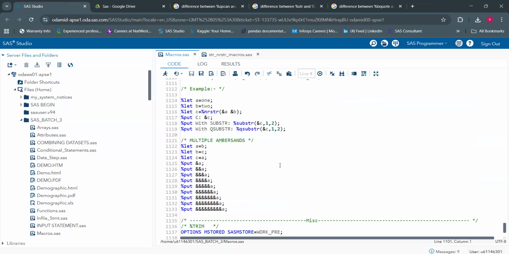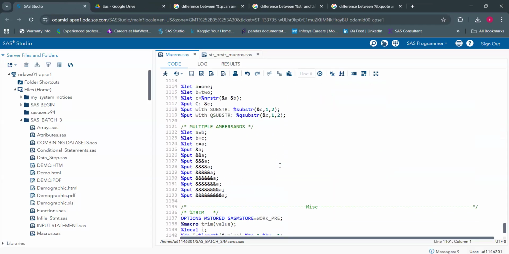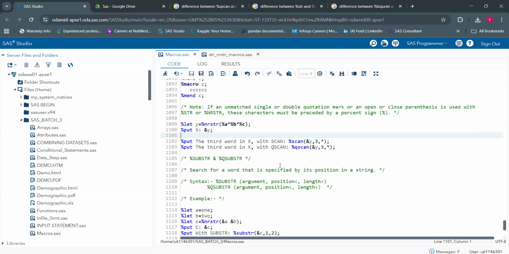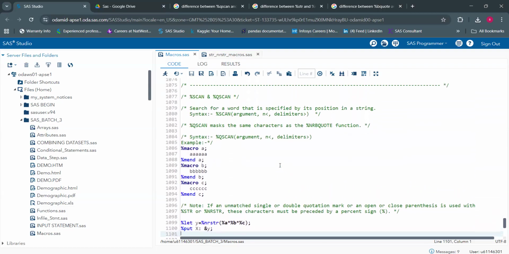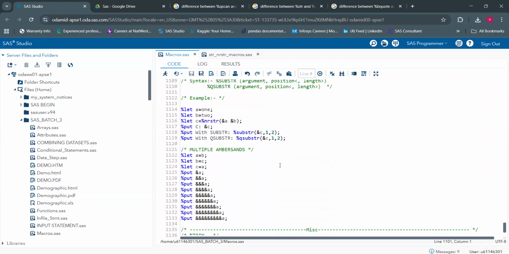Yeah, next one. So let's go to usage of Q functions. Any questions, ma'am, in terms of Q substring, Q scan? In real time, we can use Q scan, Q substring only, no? Why instead of using substring and scan? It's up to the programmer, ma'am. SAS gave us two options: either use scan, or use Q scan.